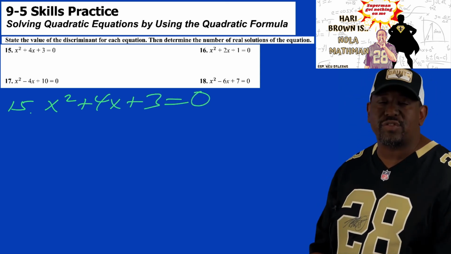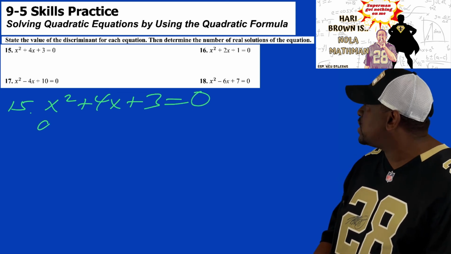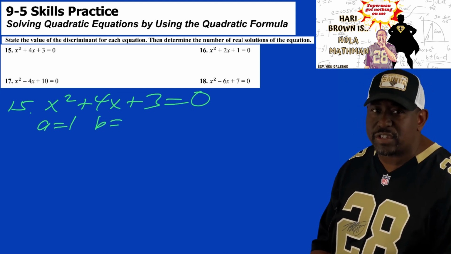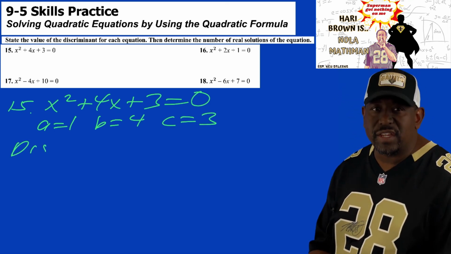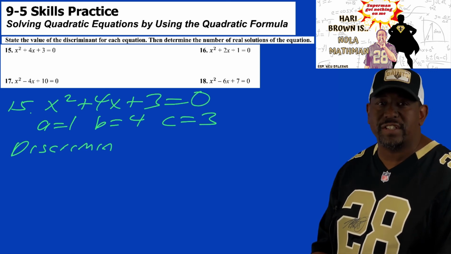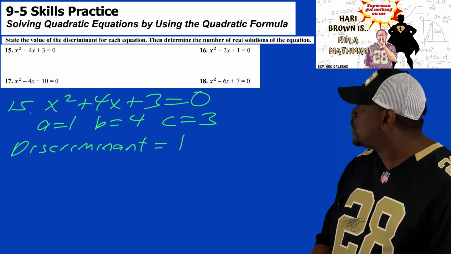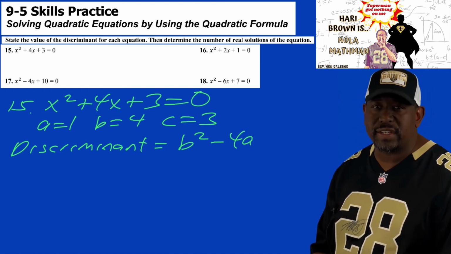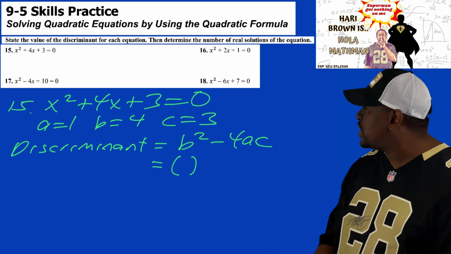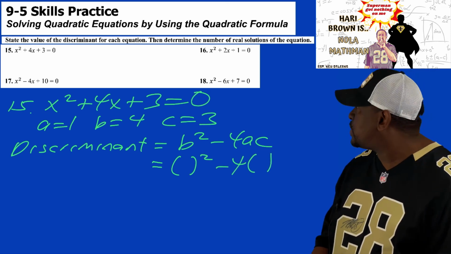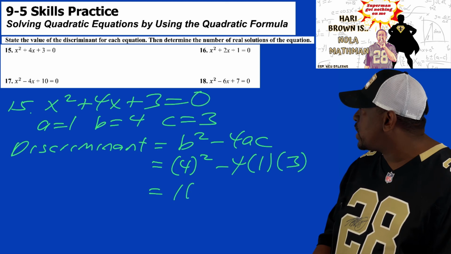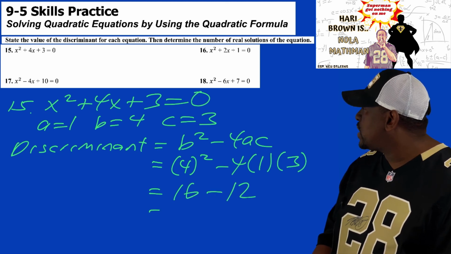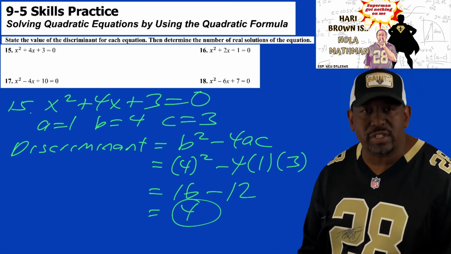Now we're going to state the value of the discriminant for each equation. By getting the value of the discriminant, you can determine the number of solutions it has. So the discriminant is the part of the expression under the radical in the quadratic formula, which is b squared minus 4ac. So we pull out a, b, and c because we need those values to get the discriminant. We substitute 4 for b, 1 for a, and 3 for c. And so we'll have 4 squared minus 4 times 1 times 3. That will get 16 minus 12, which is equal to 4.